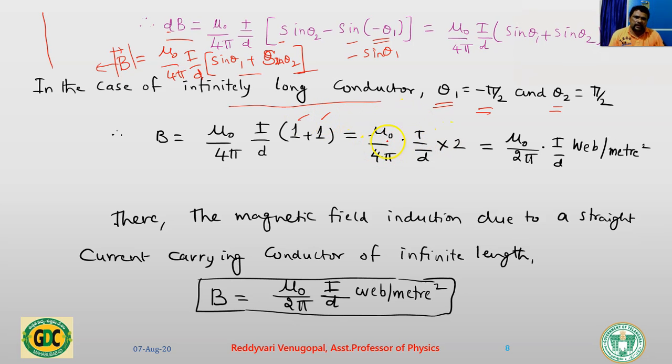Then it becomes mu naught by 4 pi into I by d into 2. If you simplify this, it is equal to mu naught by 2 pi into I by d. The units for the magnetic field induction are Weber per meter square. So therefore the magnetic field induction due to a straight current carrying conductor of infinite length will be B is equal to mu naught by 2 pi I by d Weber per meter square.